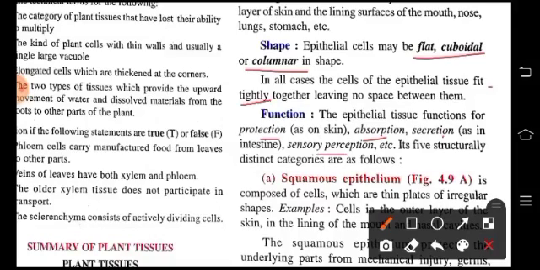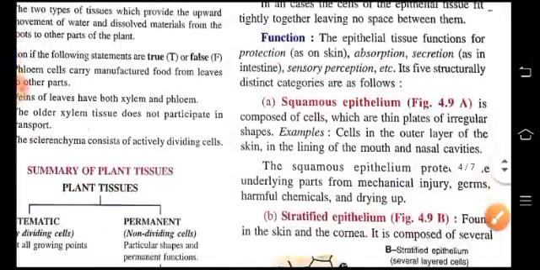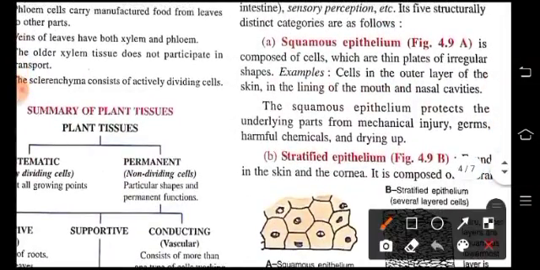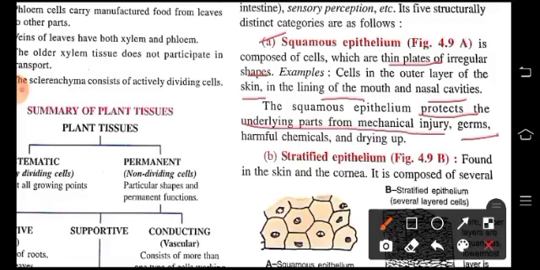This epithelial tissue is also categorized into five different types. Number one is squamous epithelium, which is composed of cells which are thin plates of irregular shape, like cells in the outer layer of skin and the lining of the mouth and nasal cavities. These cells protect the underlying parts from mechanical injury, germs, harmful chemicals, and drying up.